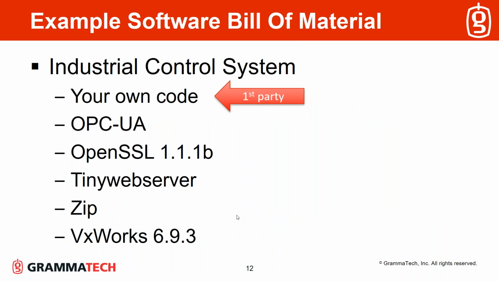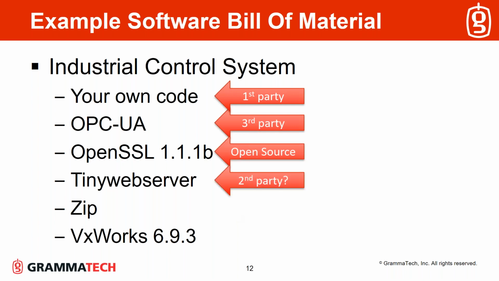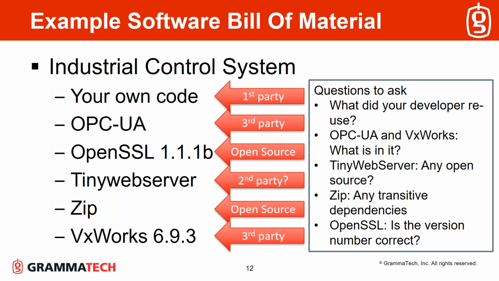Your own code, for instance, you have third-party code, you have open source code, second party, questionable zip, and also this work that is in a third-party RTOS. So when you look at these parts or components that you're using, what should you ask to find out about this?